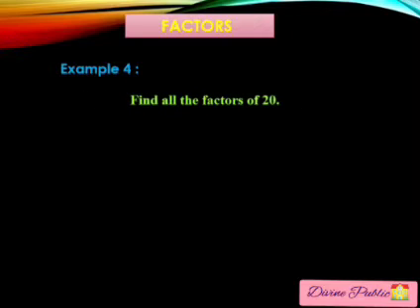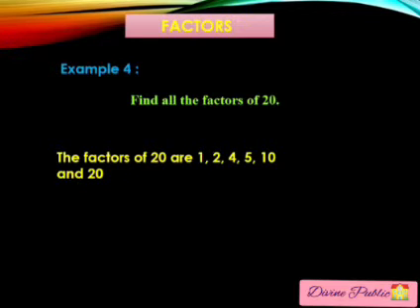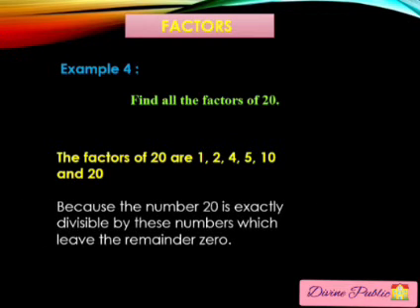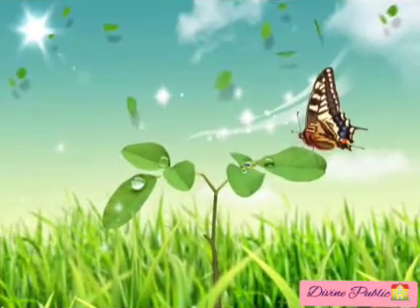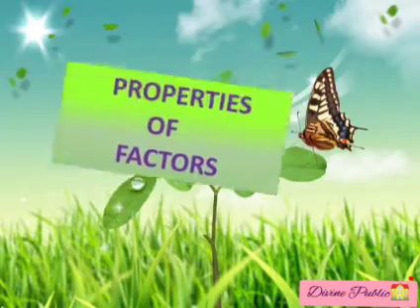Example 4. Find all the factors of 20. The factors of 20 are 1, 2, 4, 5, 10 and 20, because the number 20 is exactly divisible by these numbers, which leave the remainder 0. Now move to our next topic, properties of factors.